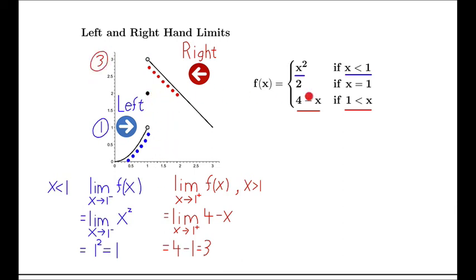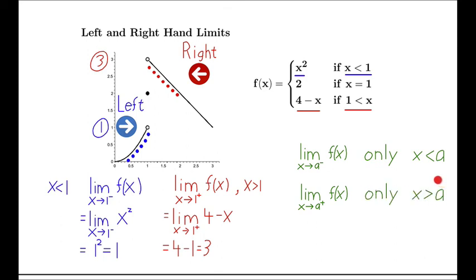Notice that this intermediate value 2, the value of the function when we plug in 1, has no effect on the left and right-hand limits. The left-hand limit is 1, the right-hand limit is 3, the value of the function is 2. The thing to remember is, if we take the limit as x approaches a and we have a minus sign after that, we only consider x less than a. It doesn't mean a is negative, it means x is less than a. Or if we take the limit as x approaches a and we have a plus sign in it, we only consider x greater than a. That's the basic idea of left and right-hand limits.